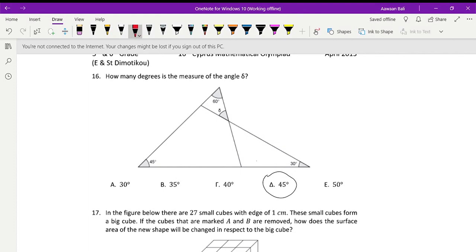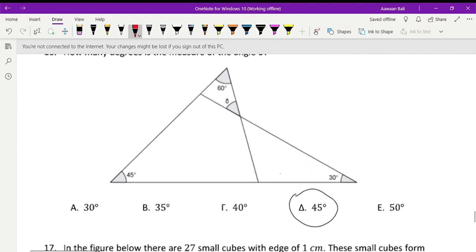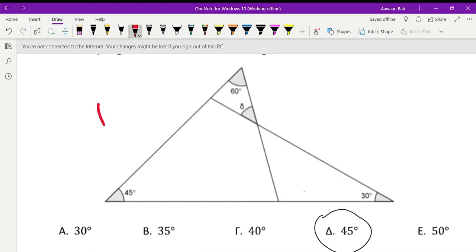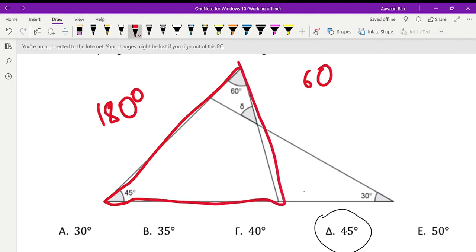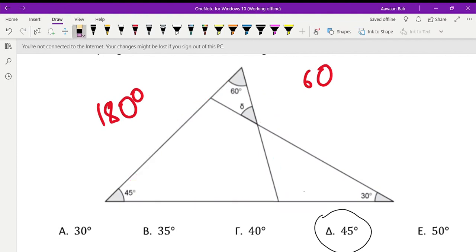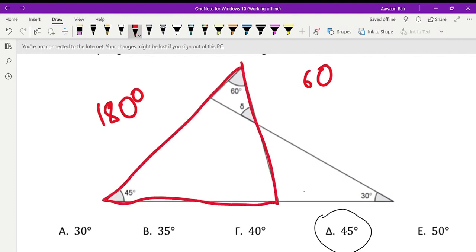Now, question number 16. How many degrees is the measure of angle delta? This is easy if you know that the sum of the angles of a triangle is 180 degrees. So, okay, we'll look at this triangle first. We could actually look at 2 methods, but we'll look at the first method first. So once we're looking at this triangle, we have 60 plus 45.